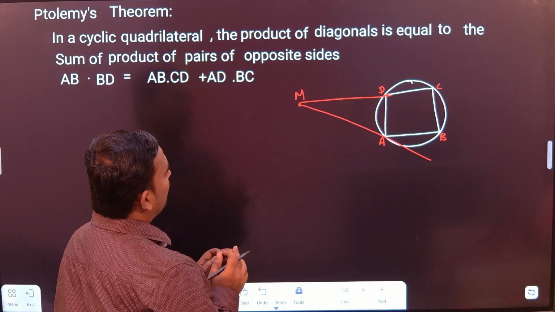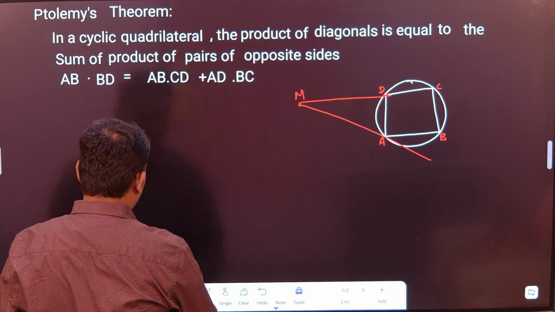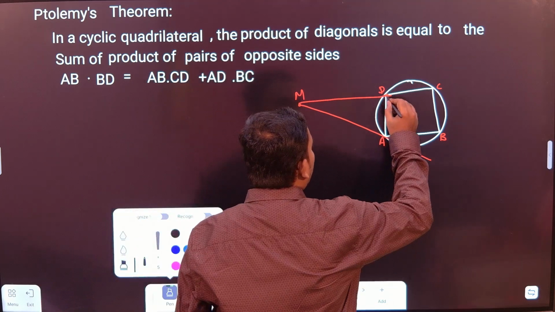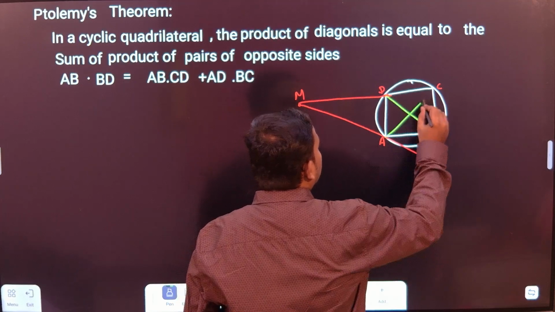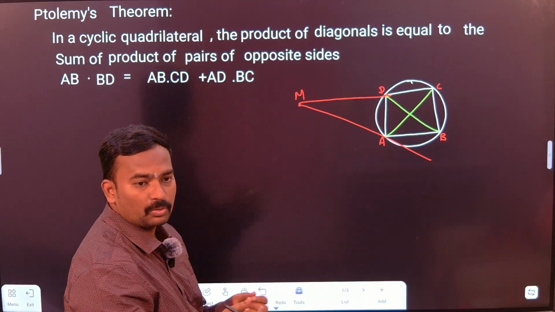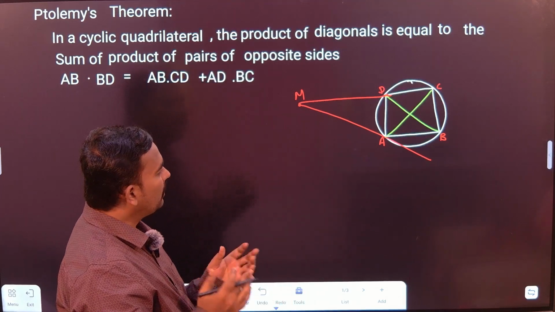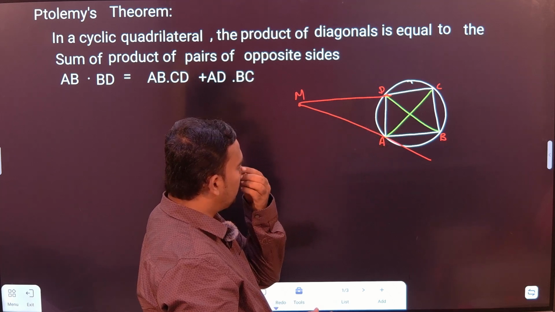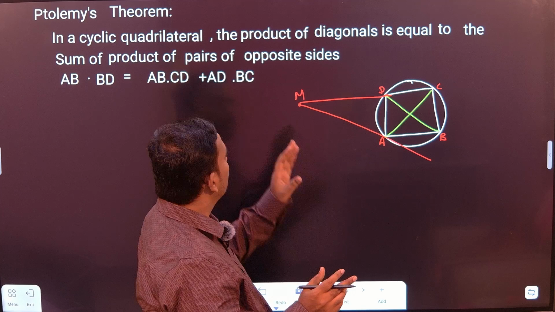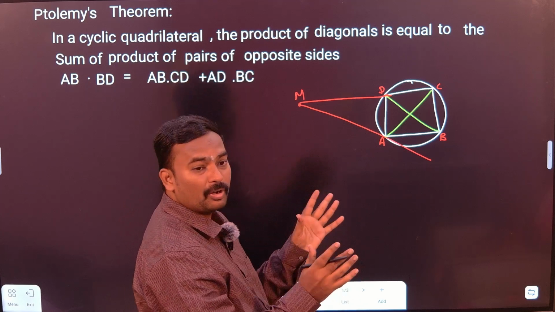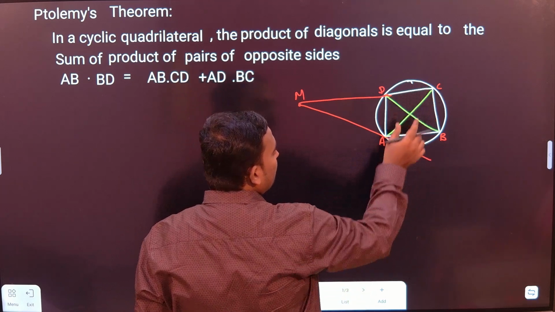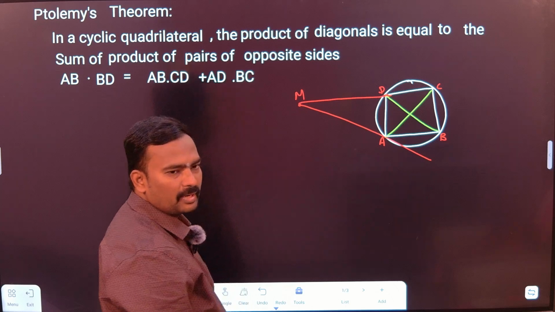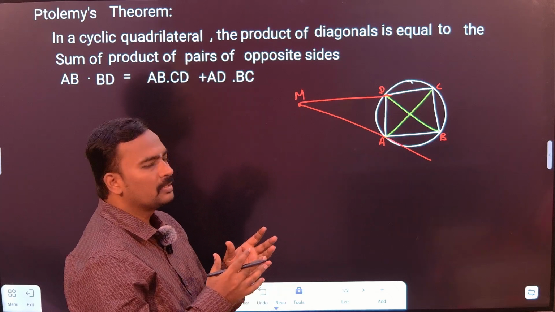Because we need to prove the product of the diagonals. Let's take BD and AC as the diagonals of the cyclic quadrilateral. So what do we need to prove? The product of the diagonals, that means AC into BD is equal to the sum of the products of pairs of opposite sides. That means AB opposite DC, AB into DC, plus AD opposite BC, AD into BC. So we have to prove this. This is Ptolemy's theorem.